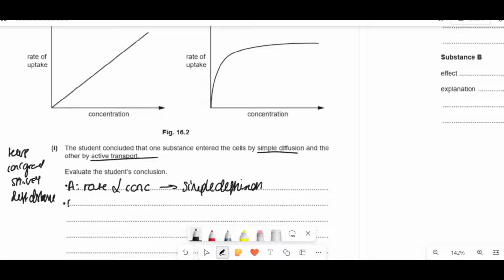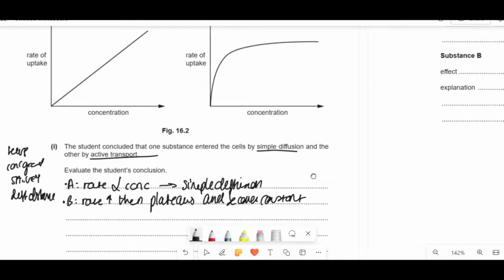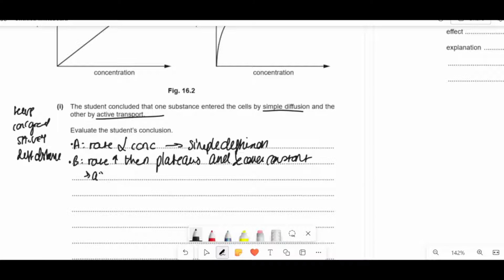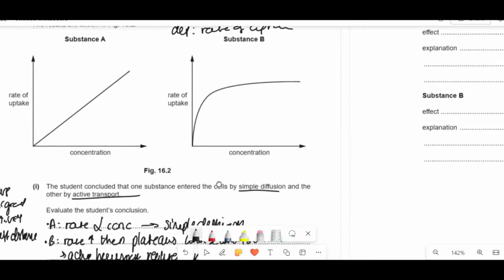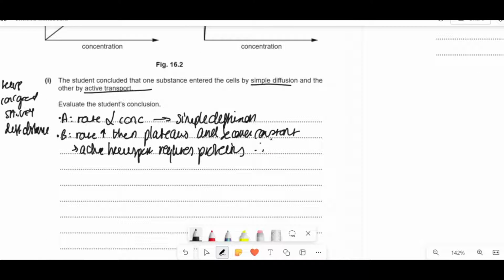diffusion. So if you look at B, what's happening is that the rate increases, then plateaus, and becomes constant. So if we're doing active transport, it requires proteins. It's not that it's not uptaking things anymore. It still is. It's just it can't go any faster. It's just stopped there. So therefore, what must be the case is that the active transport carrier proteins or whatever, so the proteins must be saturated. And there you go. It's because of that.